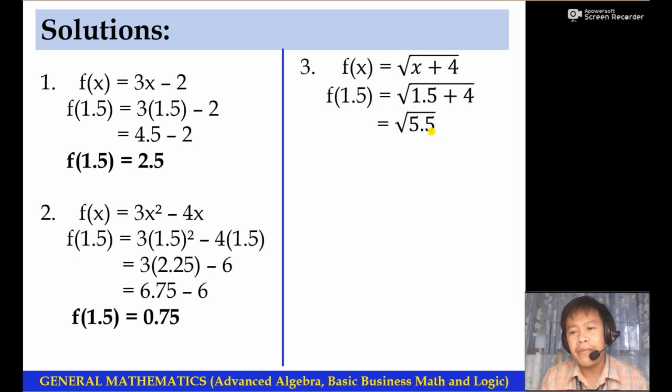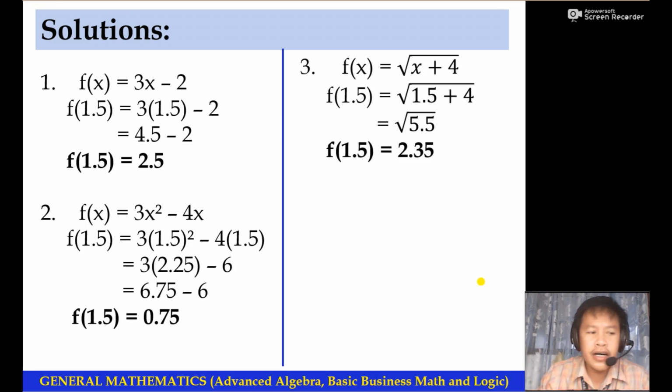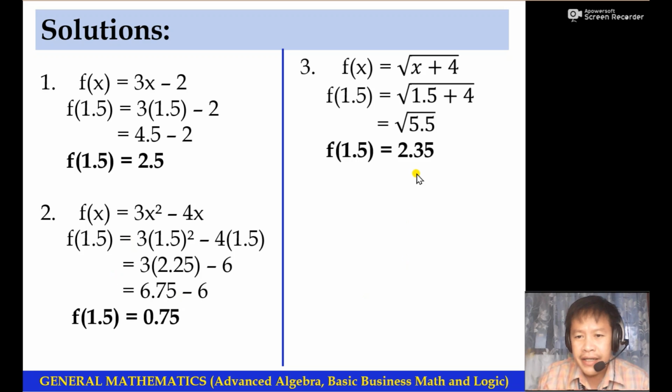If it is an irrational number, we can do the manual computation, but it requires a long time. Since we have our calculator, we are going to use it to evaluate the value of the square root of 5.5. The square root of 5.5 is equal to 2.35, because this answer is already rounded off to the nearest hundredths.